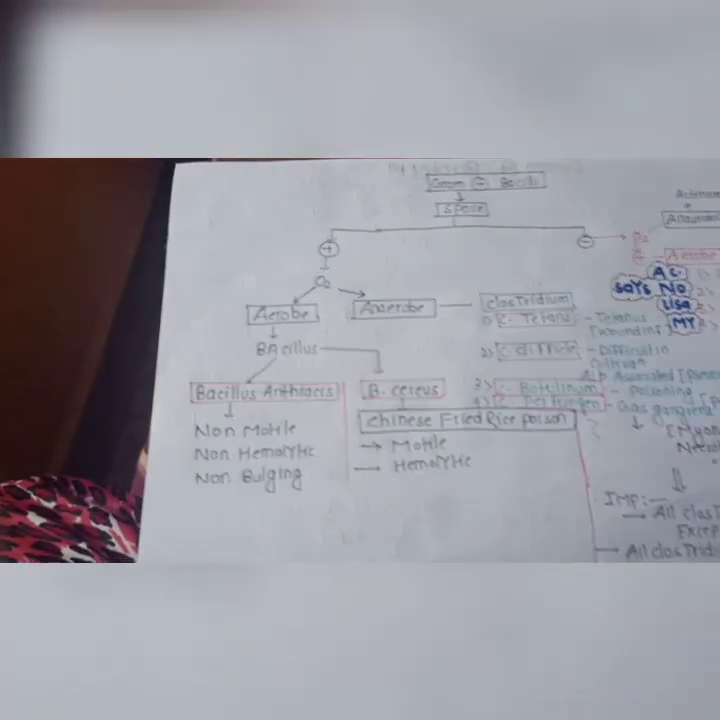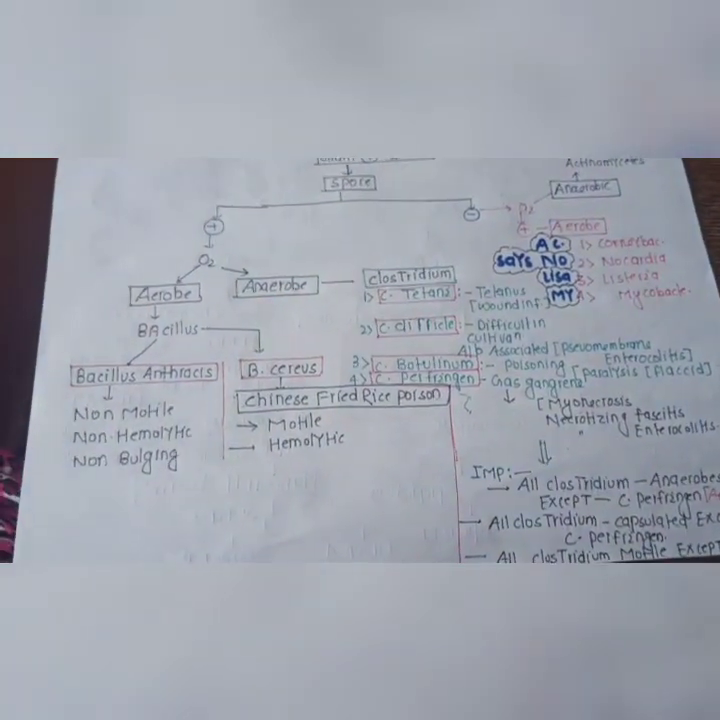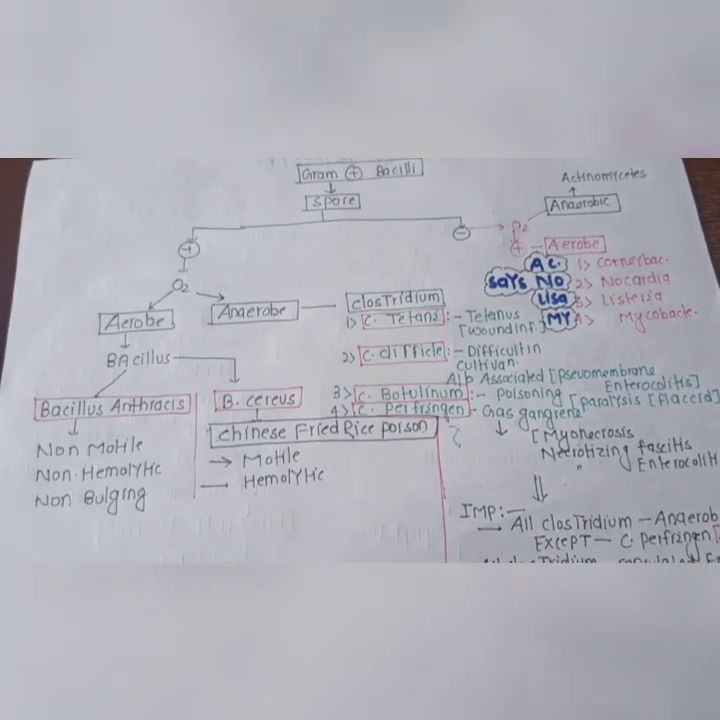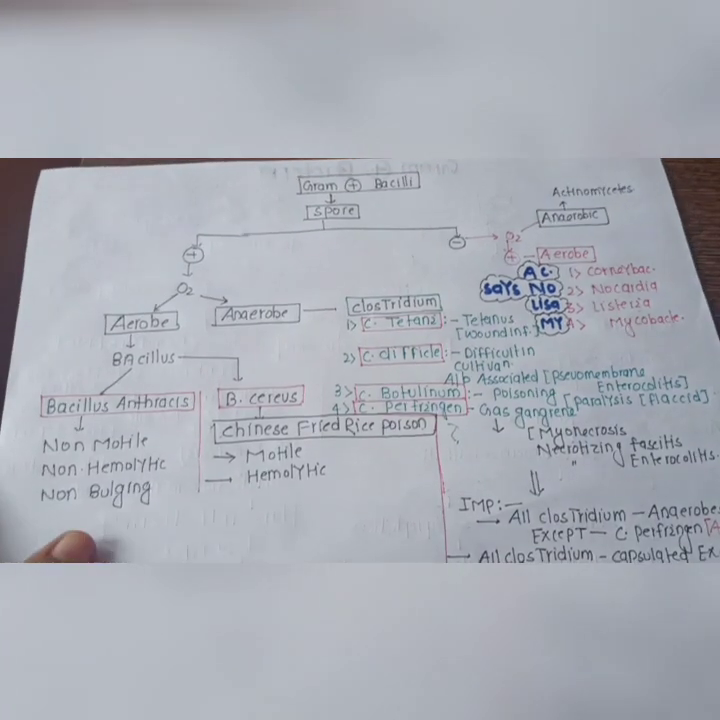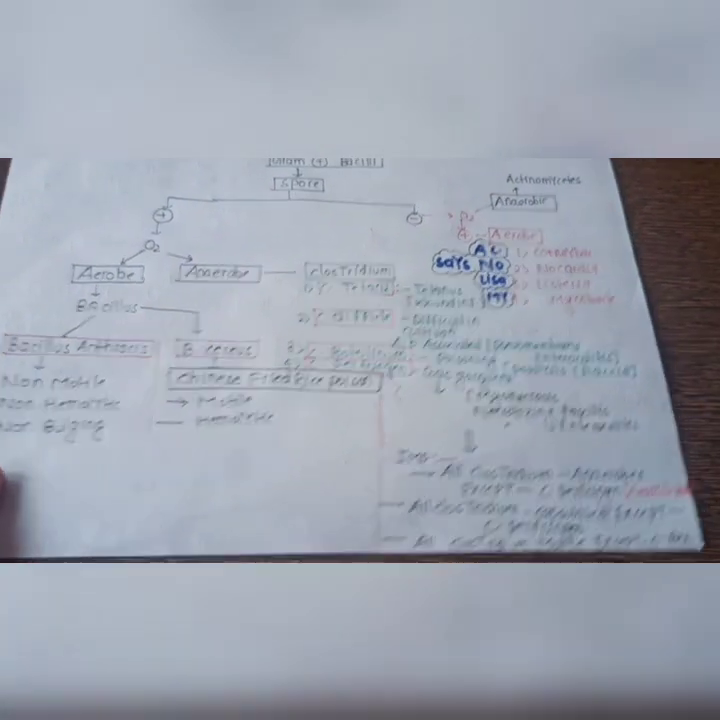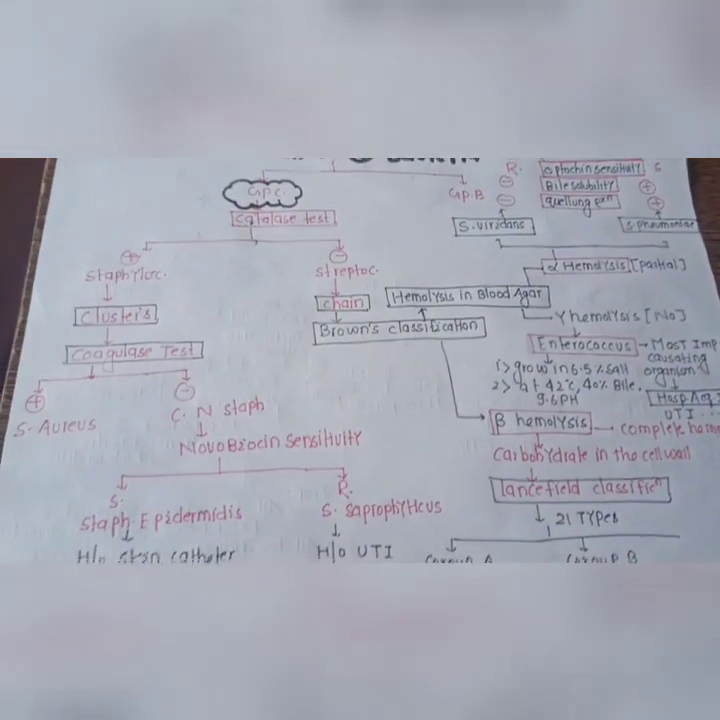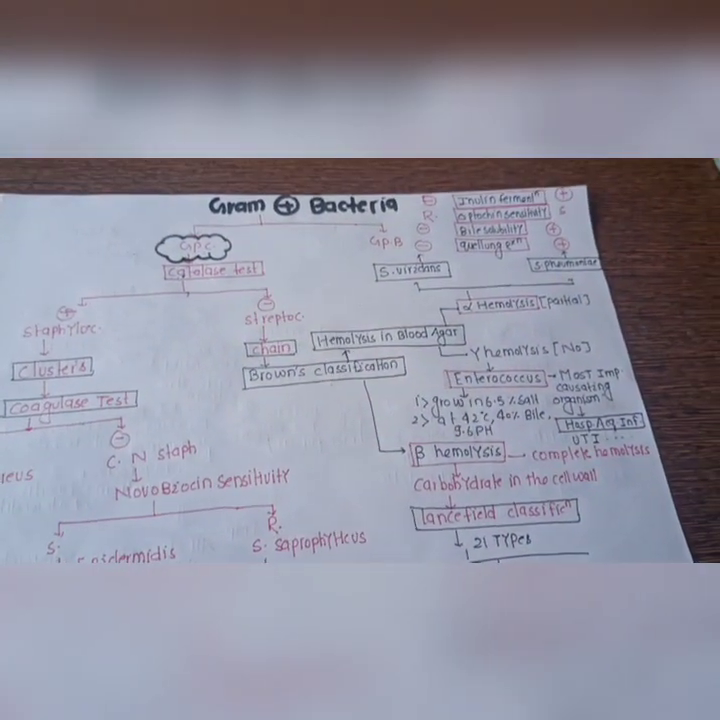So this is the simple mind map of all the gram-positive bacteria, either cocci or bacilli. It's very simple, and you can make it and remember it. It will help you. Thank you.